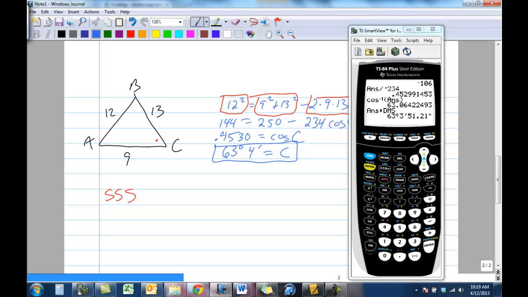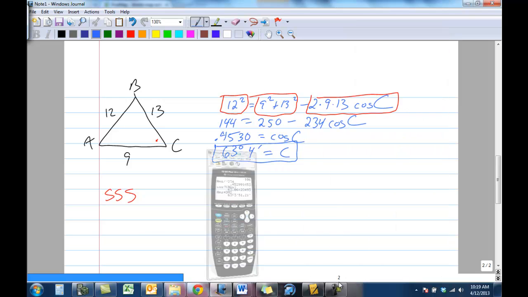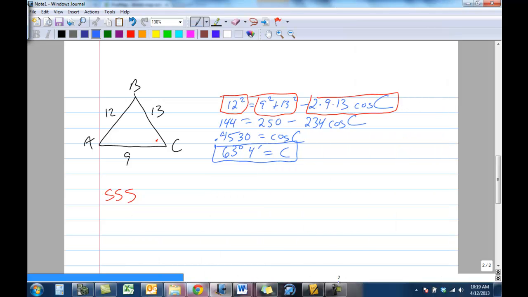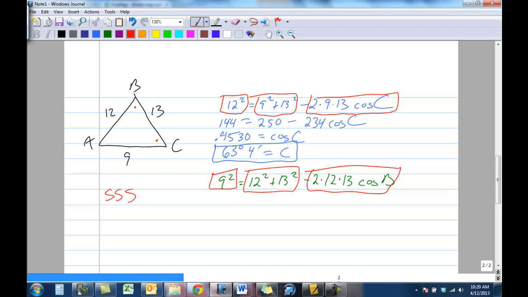One of the angles down, 2 more to go. So we got to do this again for one of the other ones. Now, we did C. I'm going to do B this next time. So B is going to be B squared, right? The side squared. 9 squared equals 12 squared plus 13 squared minus 2 times 12 times 13 cosine of B. Right? Now, once again, this is the 3 parts.